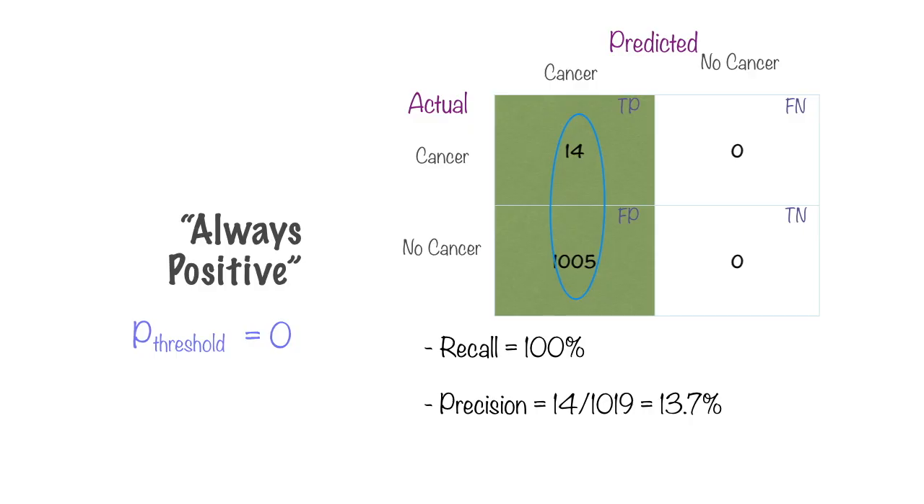Precision is 14 upon 1019, which is 13.7%. A vast majority of people don't have this rare cancer, but we've said cancer exists for all of them. That is why our precision is low. This classifier is prone to a different problem. The classifier is not conservative enough. It's too liberal in dispensing cancer diagnoses. It's basically forcing a lot of people to have cancer treatment when they don't really require it.